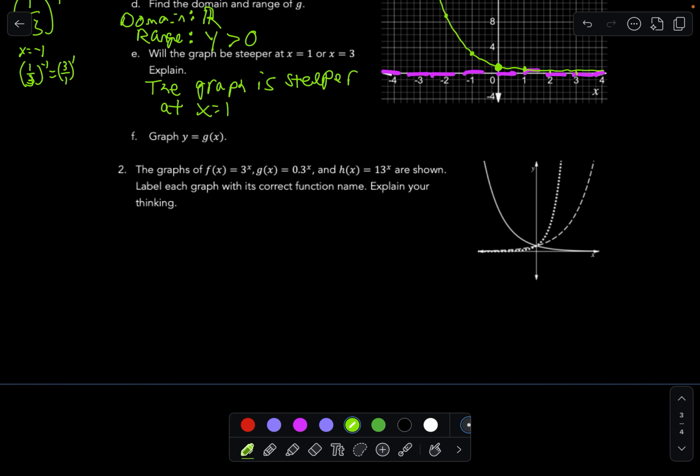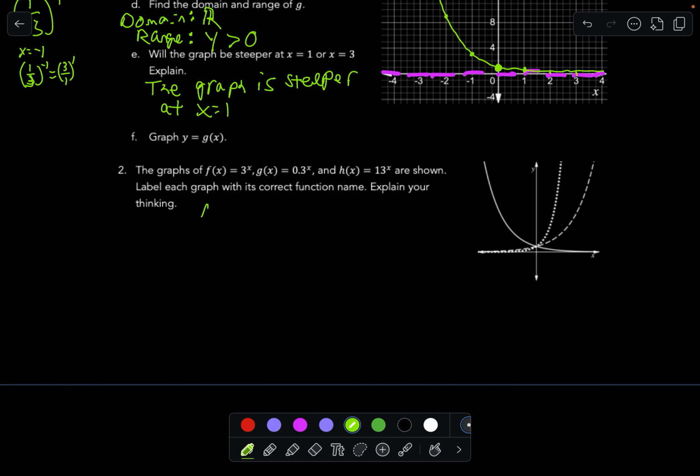Now the graph of f of x equals 3 to the x is shown. They want us to label each graph with its correct function name and explain our thinking. Well, f of x is growth because the base is greater than 1. h of x is growth. Both have bases larger than 1. However, g of x is decay because b is less than 1.